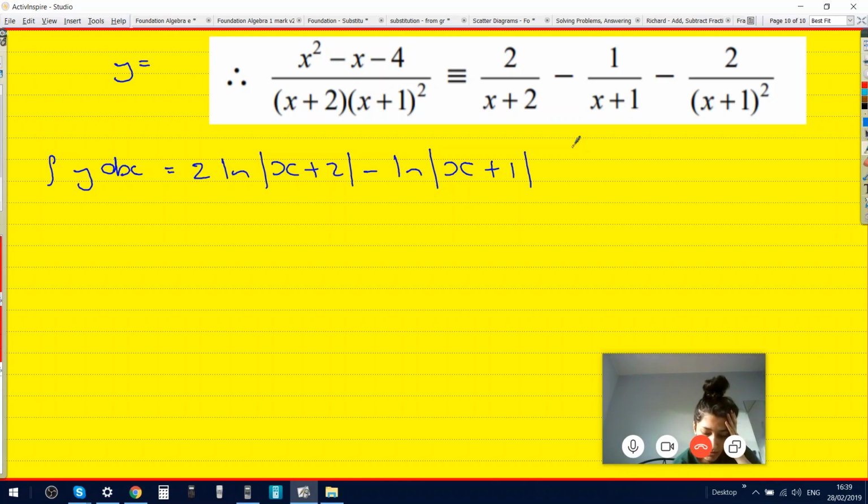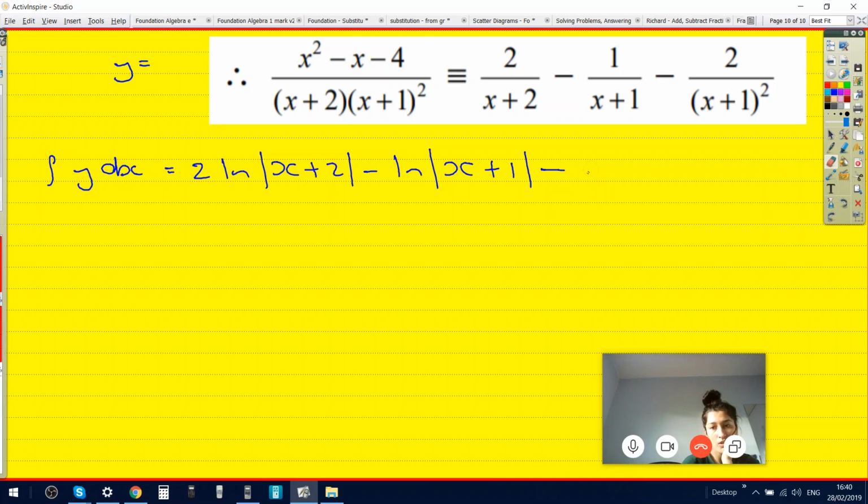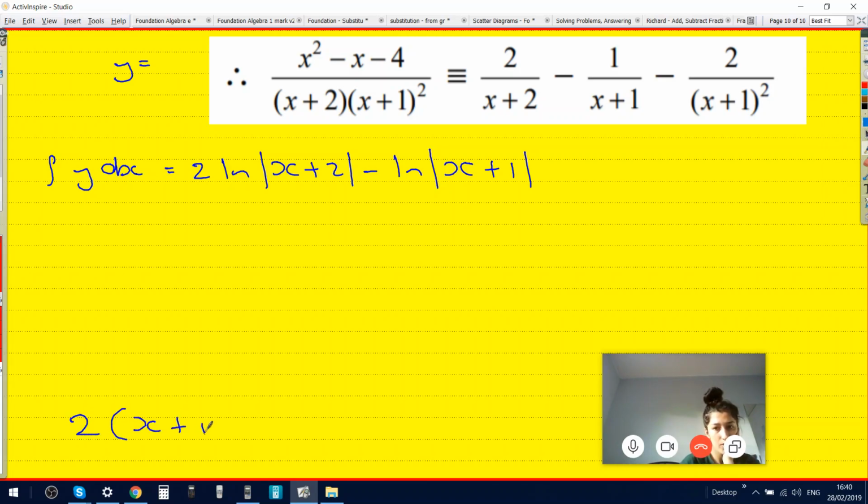2 over x plus 2 minus 1 over x plus 1 minus 2 over x plus 1 squared. So we got 2 ln x plus 2 minus, what did I say? Minus ln x. And then the minus 2. So that's the same as 2x plus 1 to the minus 2, times 2. Okay. So that's the same as 2x plus 1, so minus 2, and then you increase that by 1.